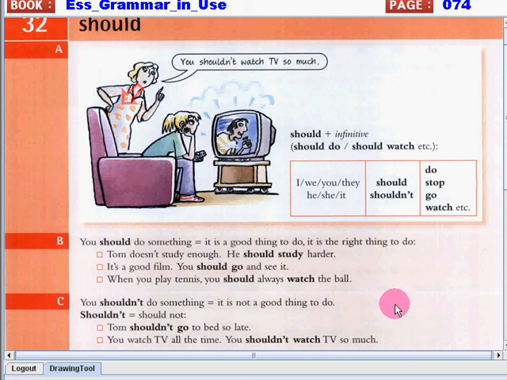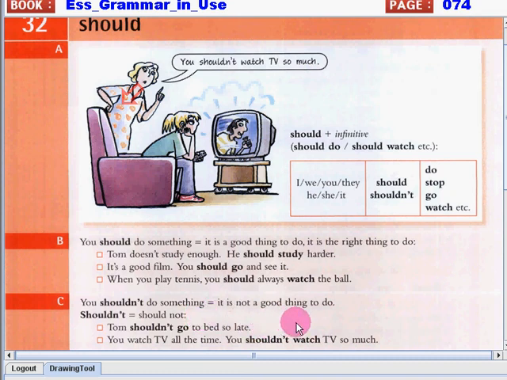Now, let's go on to the negative sentences. When you say you shouldn't do something, that means it is not a good thing to do. Of course, it is the opposite of the positive sentence. Shouldn't, that's the contraction of the words should not. So we can say should not or shouldn't.